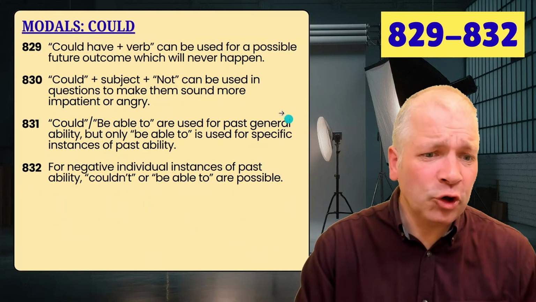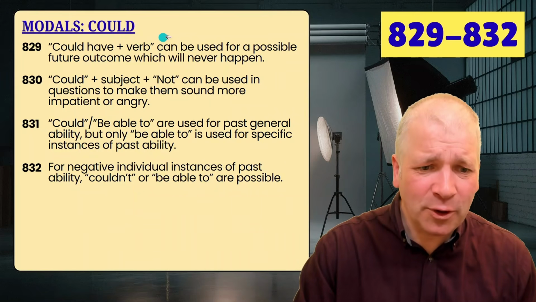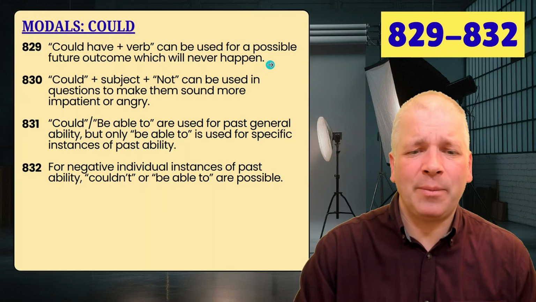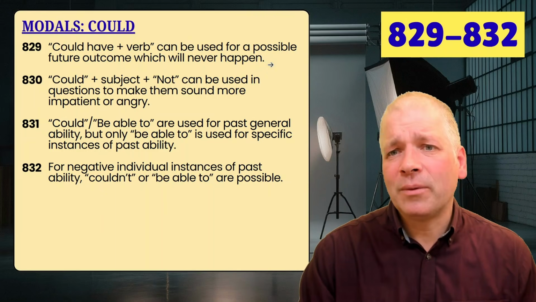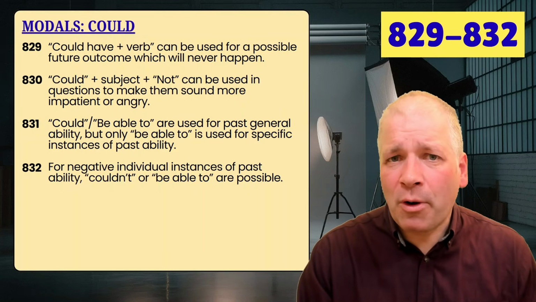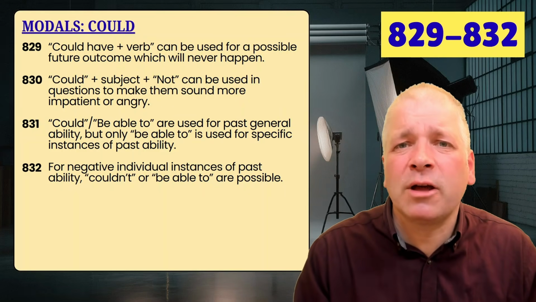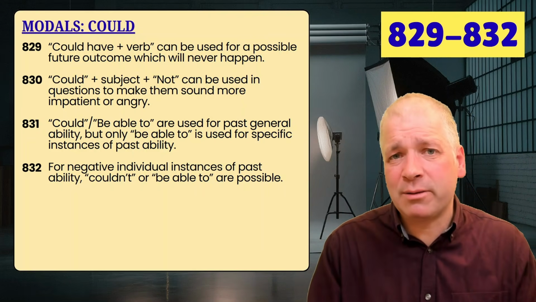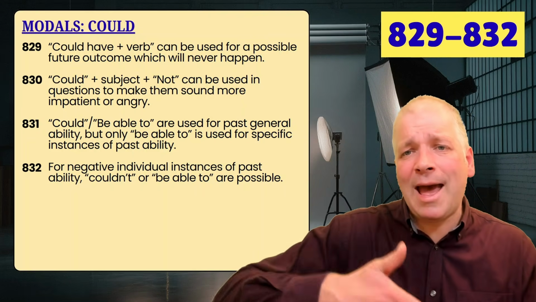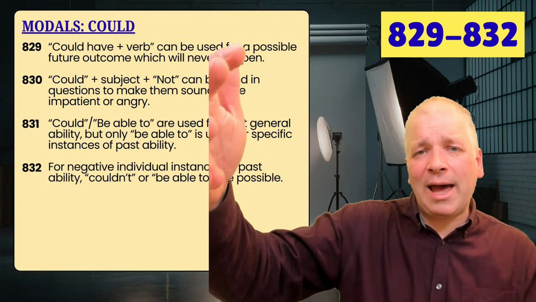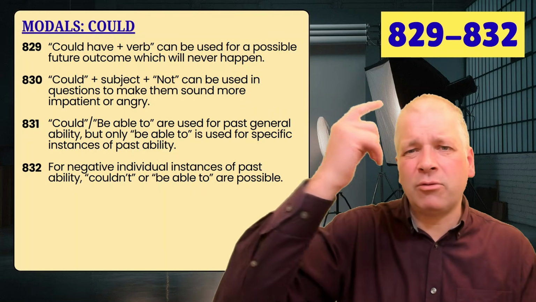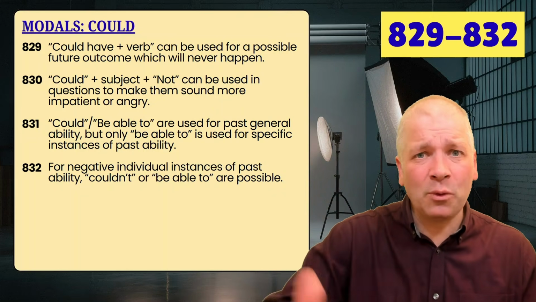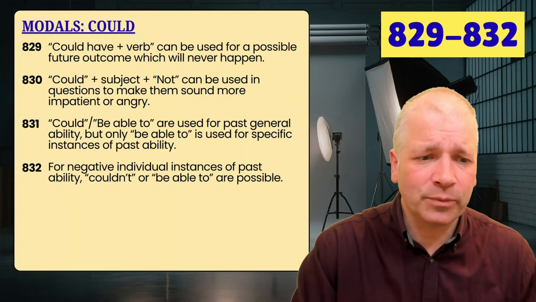A few more things with could. Could have, followed by the verb, can be used for a possible future outcome that will never happen. Oh, the internet broke. I could have had such a good afternoon if I could have watched the video. So could have actually means the future. Perhaps you're talking now about future plans, but the internet's broken and you're imagining, oh, I could have had such a good afternoon. But you're actually talking before the event. It's actually used for the future.